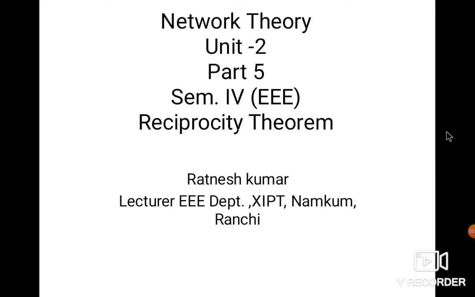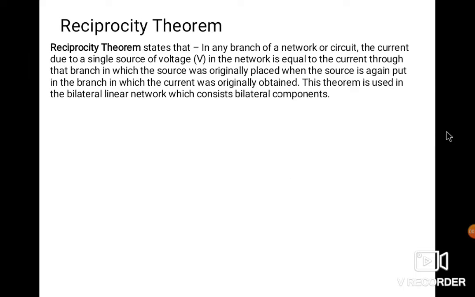It is stated that in any branch of a network or circuit, the current due to a single source of voltage V in the network is equal to the current through the branch in which the source was originally placed, when the source is put in the branch in which the current was originally obtained. This theorem is used for bilateral networks, which consist of bilateral components. What does it mean? What is the statement all about?